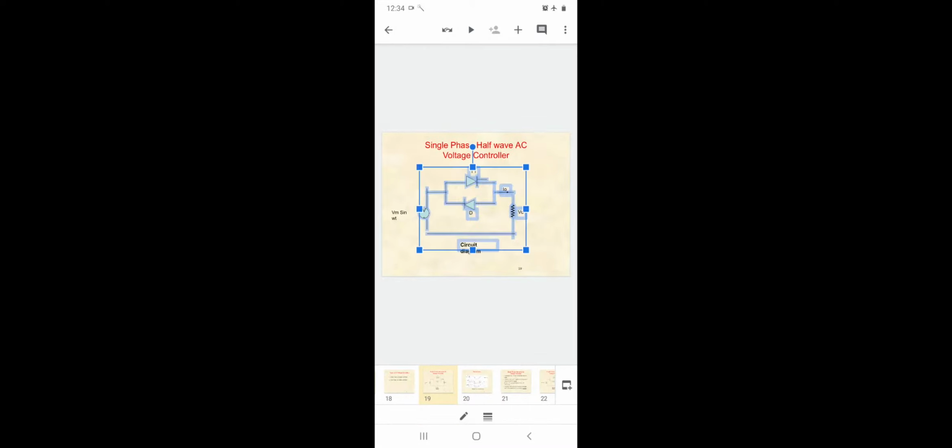Here the source voltage Vs is equal to Vm sin omega t, where Vm is the maximum voltage, sin omega t is the sine wave, and omega t is the angular frequency and time period.